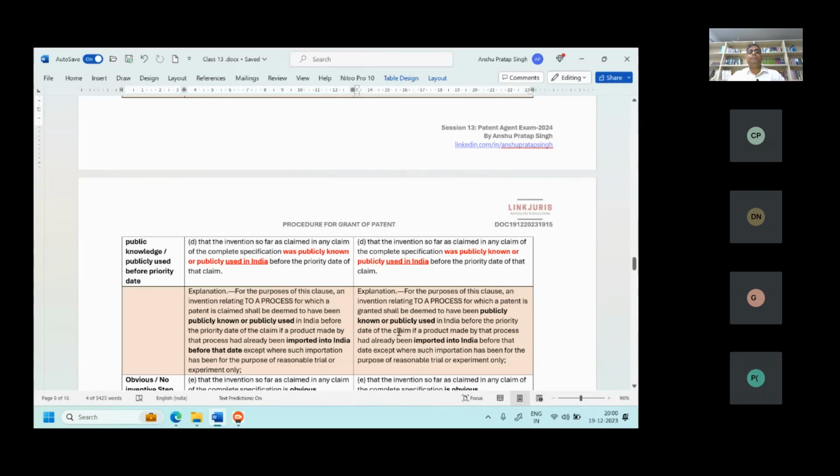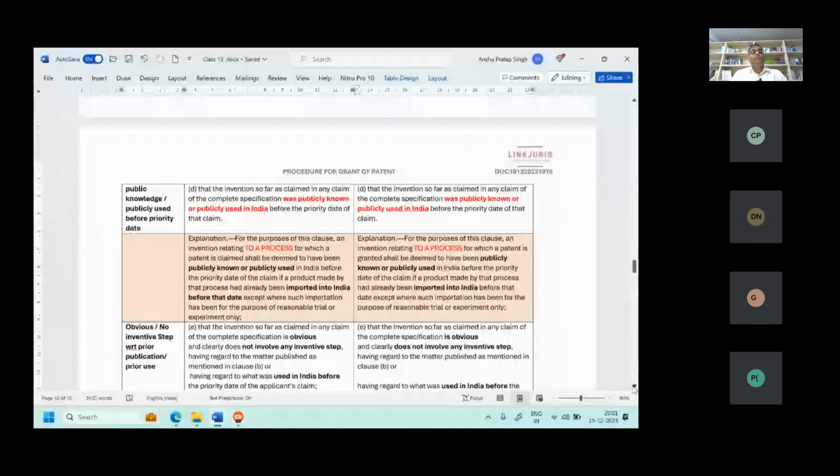Then comes, there is an explanation to the process, and I believe we have discussed this also. See, process you cannot import, right? If you are not doing anything in India. But even if you have brought in India, imported in India, the patent product produced by that process, then we will consider that it was disclosed.